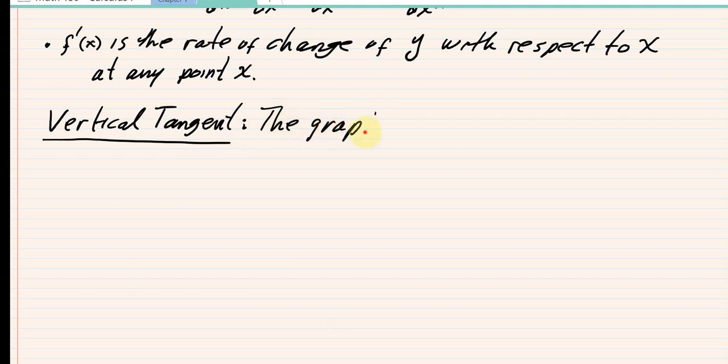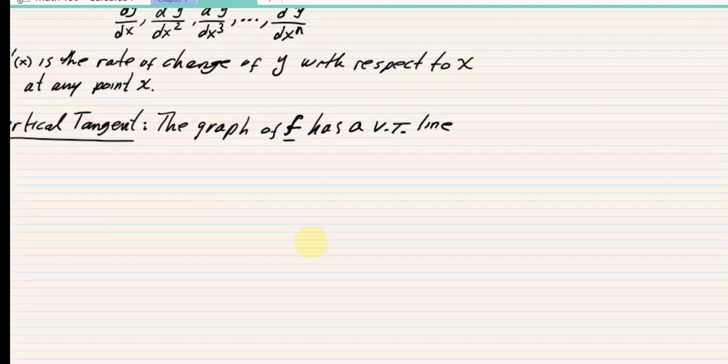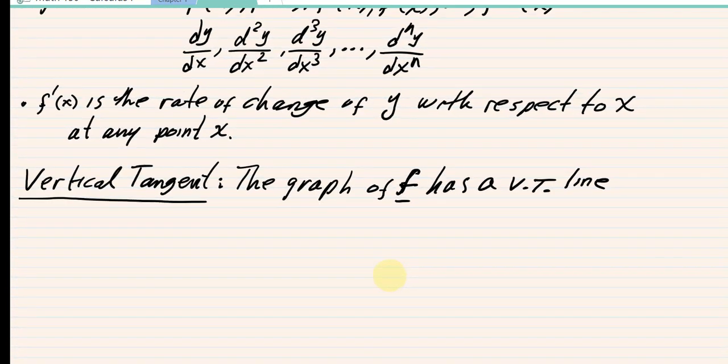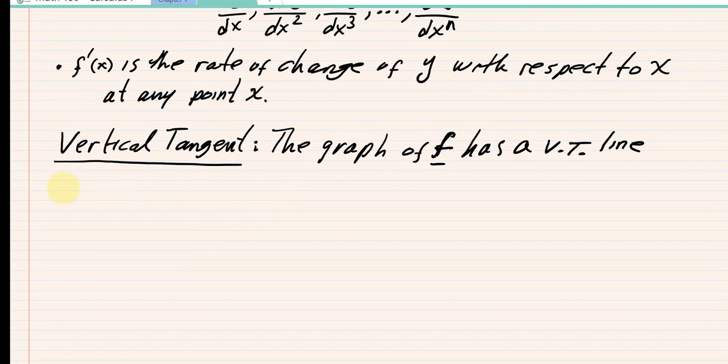We're going to say that the graph of f has a vertical tangent line at x equals a, and this would be, as a point, the point a, f of a.